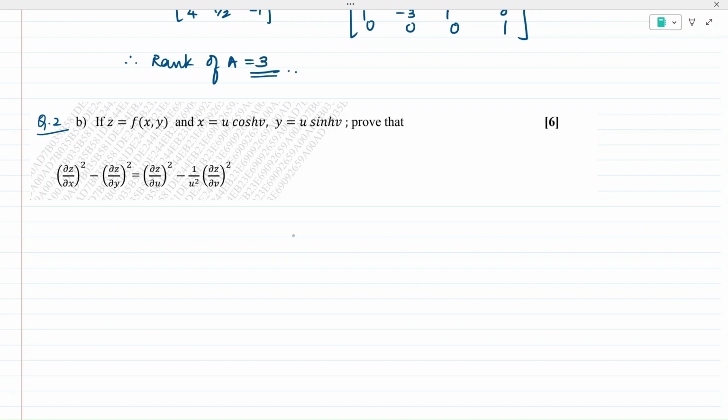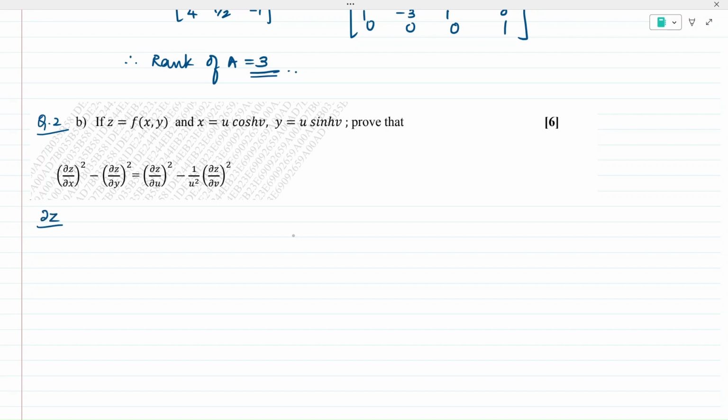So what we do know over here is x and y in terms of u and v, but we don't know the function. That is, how z is defined, there is some function of x and y. It could be anything, right? So when we don't know, you cannot start with the left hand side. You can start with the right hand side. So the right hand side also we will start in parts.